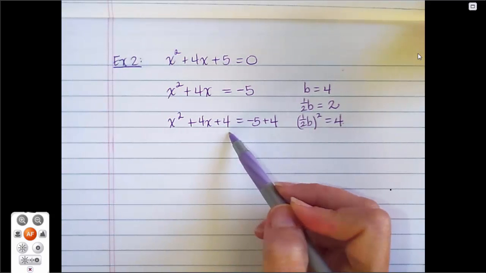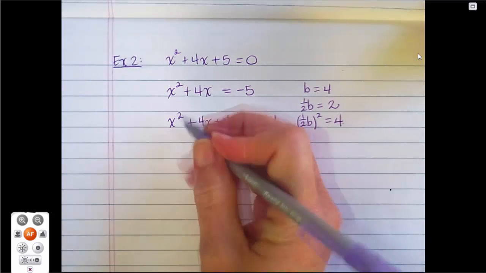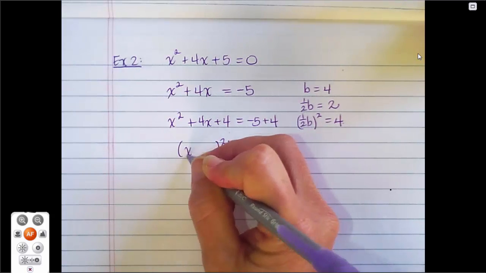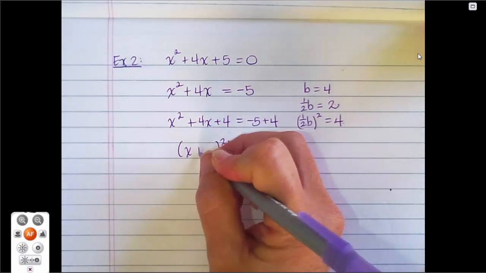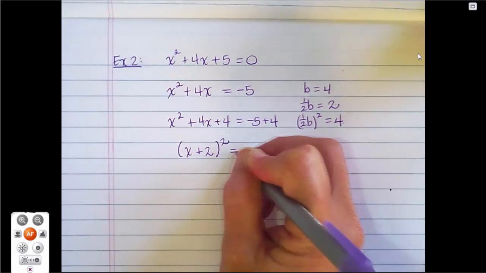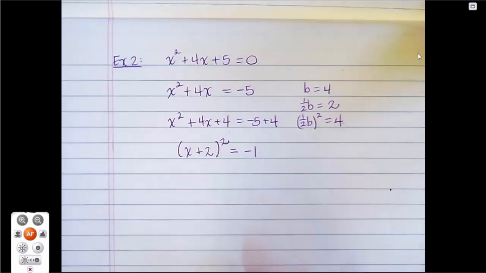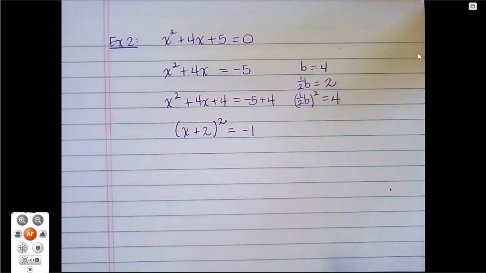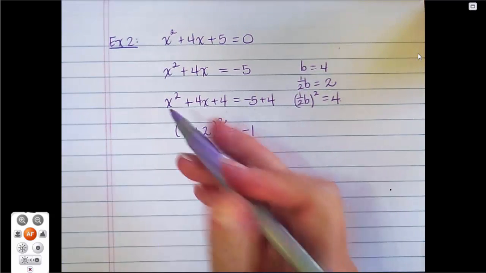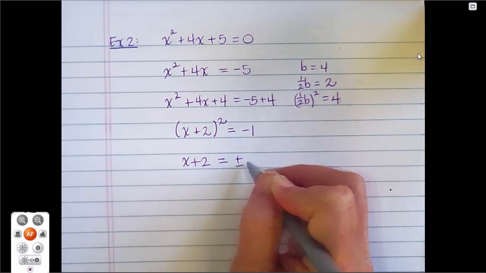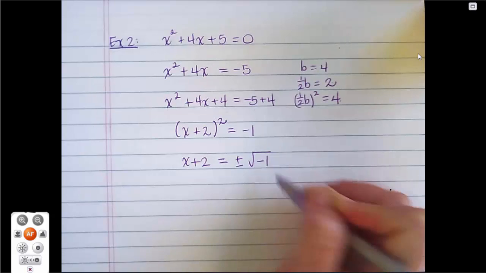My left side is now a perfect square trinomial. I'm going to write it that way. And in the parentheses goes my x, and the half b term, positive 2. I'll clean up the right side. Negative 5 plus 4 is negative 1. And now we solve as usual. We undo squaring by square rooting. I have x plus 2 equals the positive or negative square root of negative 1.